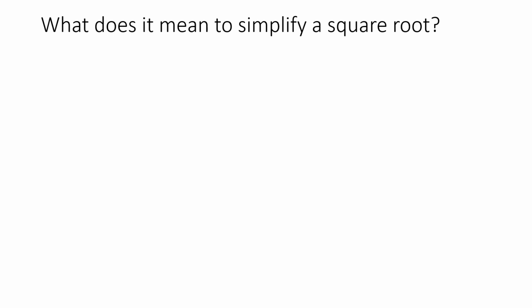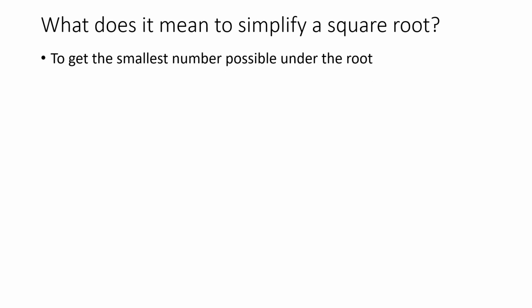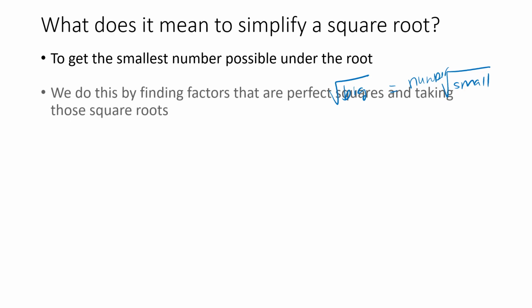But what does it mean to simplify a square root? Well, it means to get the smallest possible number under the root. So if you have a big number under the square root, you want to simplify it so that you have a small number under the square root, and then you'll have a number outside multiplying it. So it'll be some number times a smaller number. And that's what it means to do the simplification. It doesn't mean get rid of the square root by using your calculator.